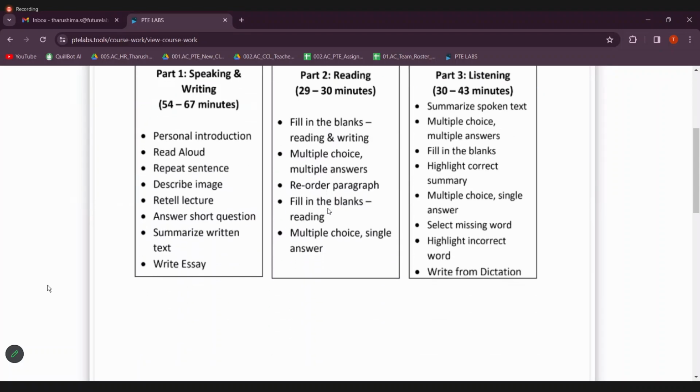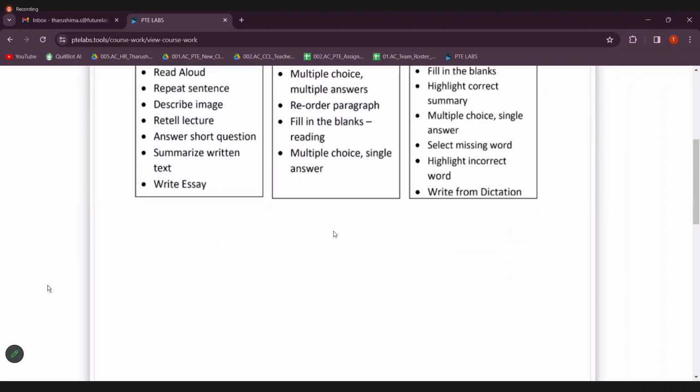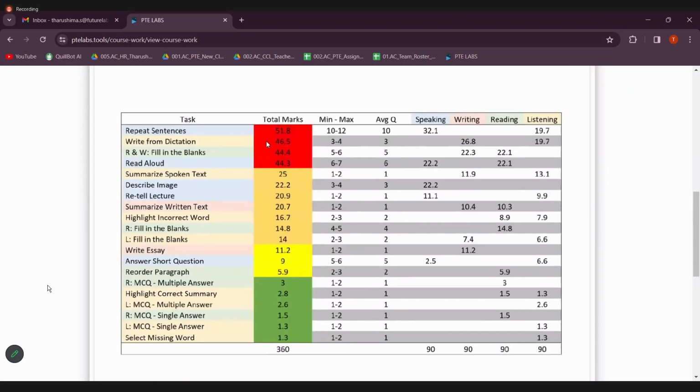So let's move on to marking allocation here. Okay, this is the marking allocations. In the first column, you could see the question types, then the marks, and the question numbers that you could have, and then the cross marking.